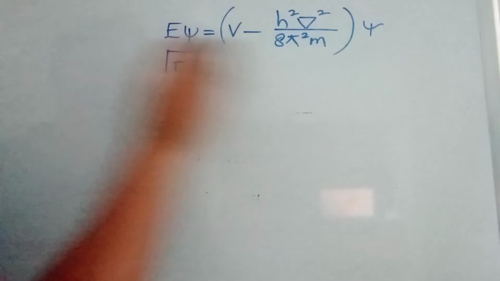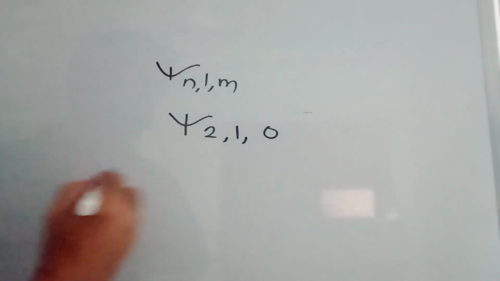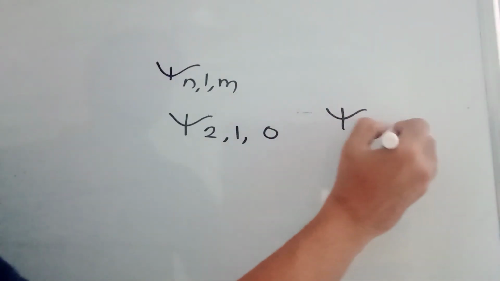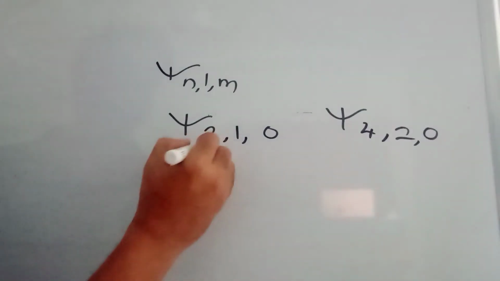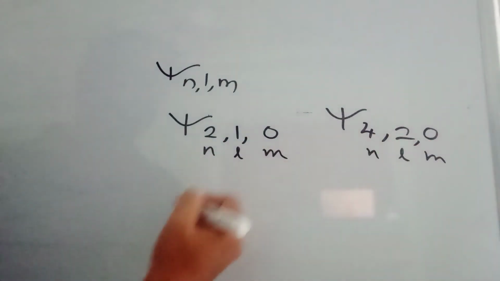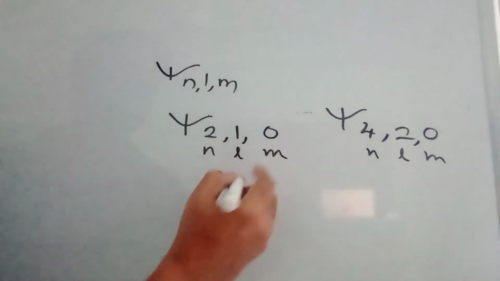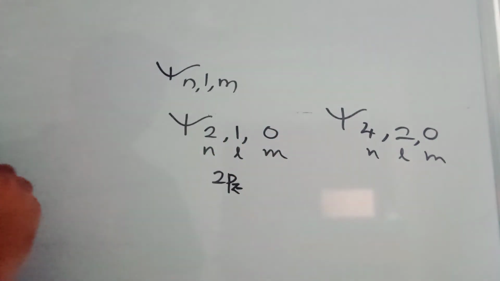How these are given is also interesting. When psi is given like this, psi n comma l comma m values will be given. For example, psi 2 comma 1 comma 0, psi 4 comma 2 comma 0. When these are given, this is the n value, this is the l value, this is the m value. N value 2, l value 1 means this is a 2p orbital. M value 0 means you can take this as the 2pz orbital.